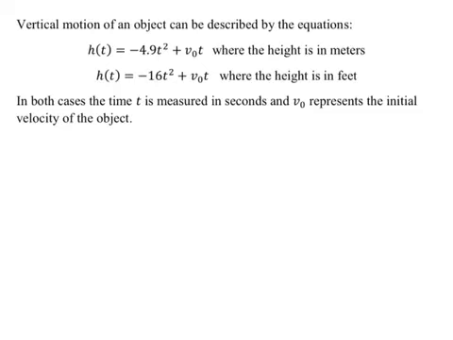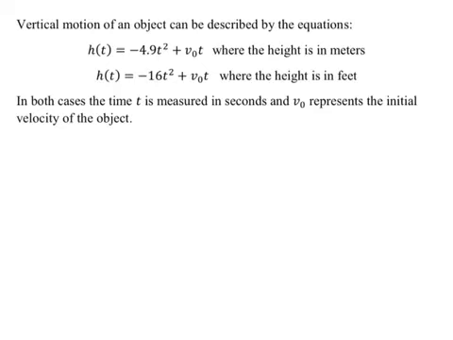Now, the first one is when the height is measured h of t in meters, and the second one is when height is measured in feet. This number here, negative 4.9, is half of the gravitational pull on Earth. The gravitational pull on Earth is negative 9.81 meters per second squared. That happens to be half, and that comes from your equations in physics. This negative 16 is half of the acceleration in feet per second squared, which happens to be negative 32.2. So these are the accelerations, really, but that doesn't really matter right now. They're just constants for you guys, but so you know where they came from.